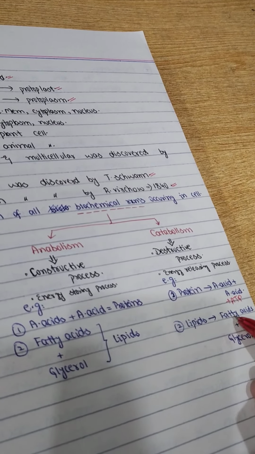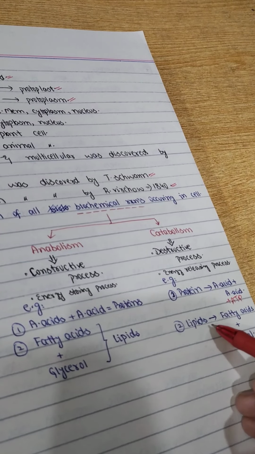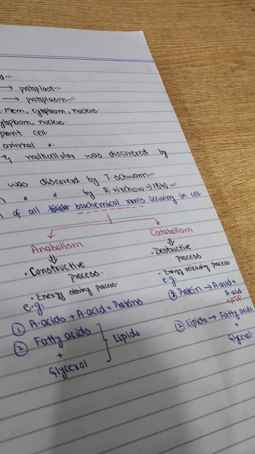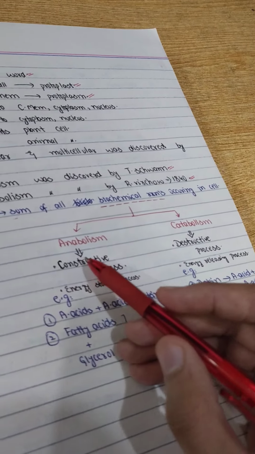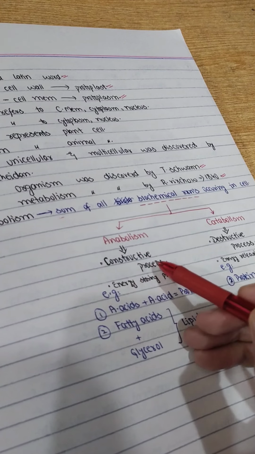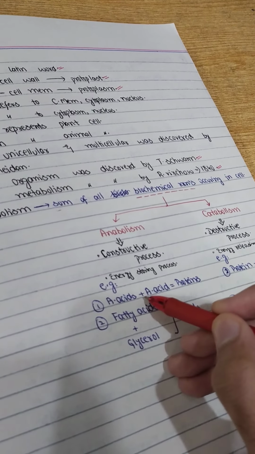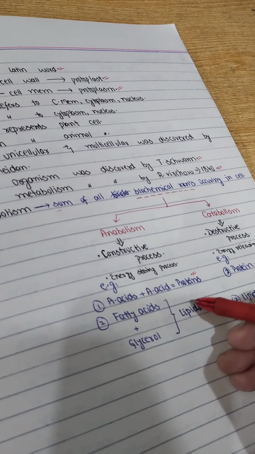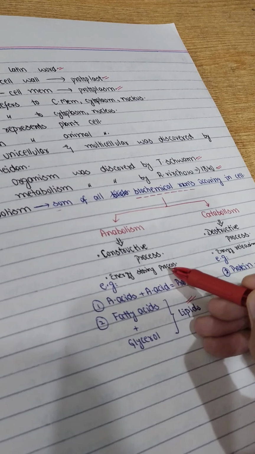Lipid is composed of fatty acids and glycerol. So in catabolism of lipids, lipids break down into fatty acids plus glycerol plus ATP. While anabolism is the reverse of catabolism. In anabolism, it is a constructive process in which small molecules combine to form large molecules. That is, amino acids combine to form protein molecules, while fatty acids and glycerol combine to form lipid molecules. It is an energy storing process.